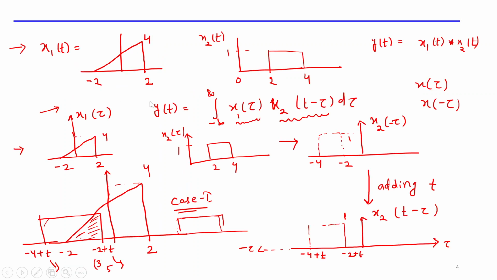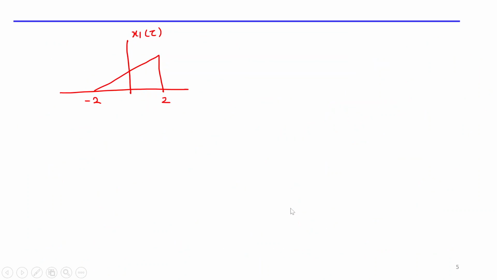Okay, let me do it here actually. That is a little clumsy. Let's see, this one is the first one, -2 to 2, x1 of tau, which is fixed, right? I'm not changing this. Now x1 of tau is fixed. What is your x2 of t minus tau? x2 of t minus tau is this one. Now I'm drawing that on the slide. This one is -4 plus t and -2 plus t. This is your x2 of t minus tau.